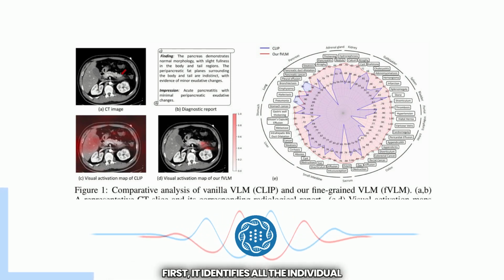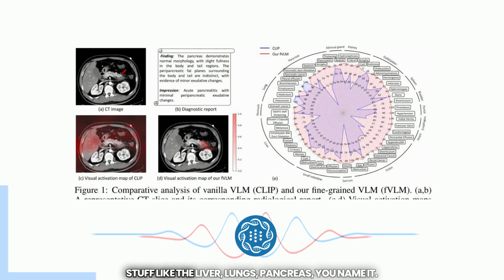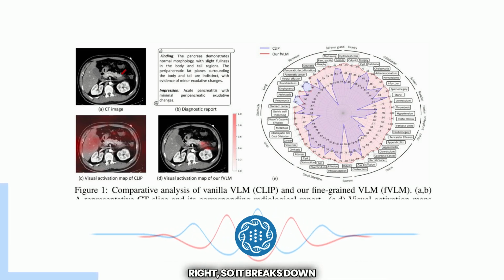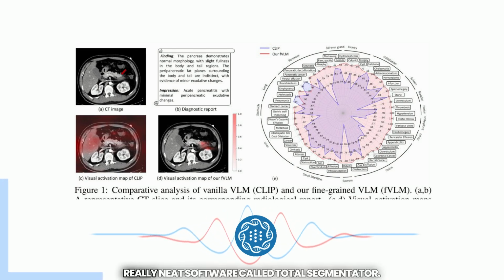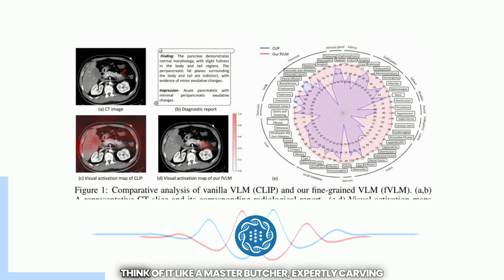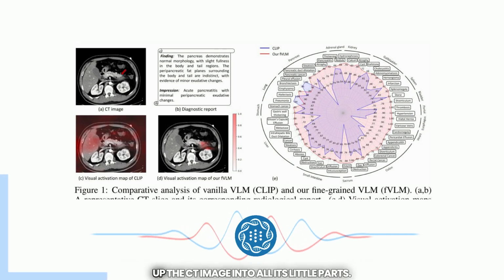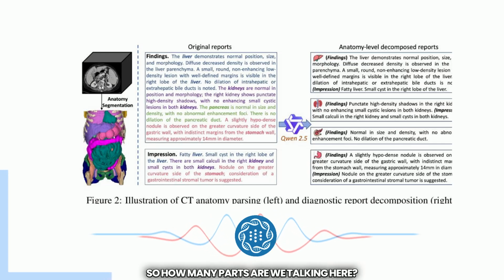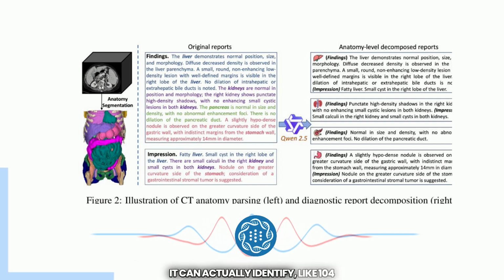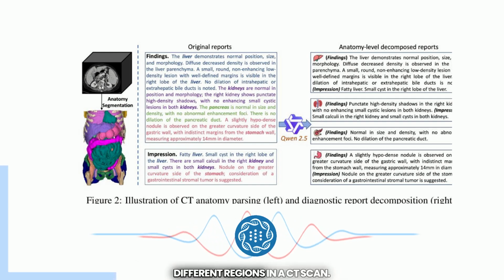First, it identifies all the individual anatomical structures in the scan, stuff like the liver, lungs, pancreas, you name it. So it breaks down the scan into different organs. Okay, yeah, that makes sense. Exactly, and to do that, it uses this really neat software called TotalSegmentator. Think of it like a master butcher expertly carving up the CT image into all its little parts. I like that analogy. So how many parts are we talking here? Well, TotalSegmentator is pretty powerful. It can actually identify like 104 different regions in a CT scan.